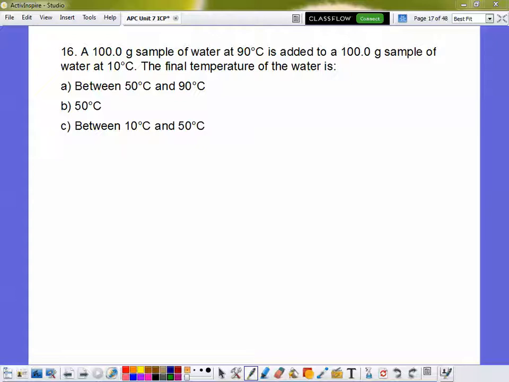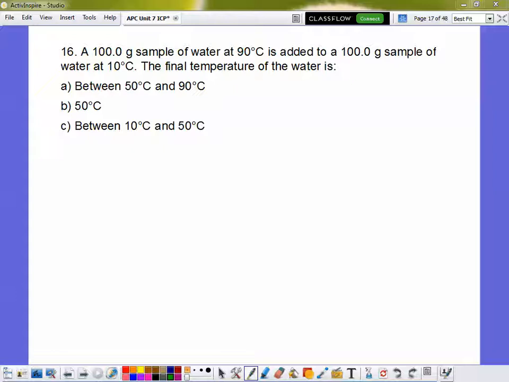But let's do some practice problems with that. Okay? So, in number 16, we have a 100-gram sample of water that's at 90 degrees Celsius, and it's added to a 100-gram sample of water that's at 10 degrees Celsius. So, the final temperature of the water is what?